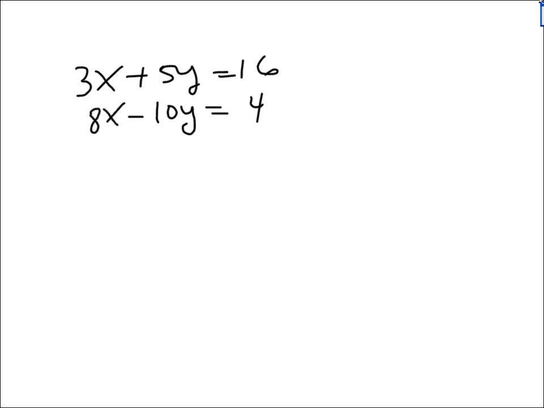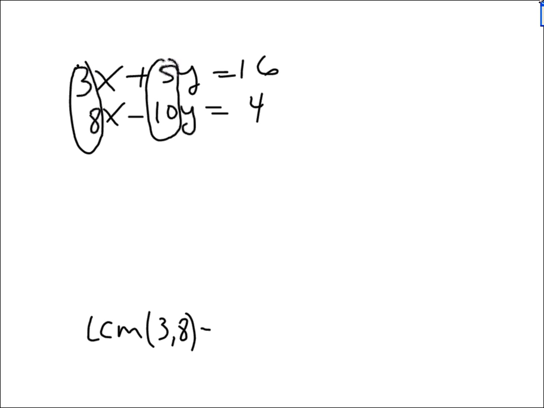Now, you need to ask yourself, which is easier to get to be the same numbers? Let me say more clearly. Is it easier to get the numbers in front of the x's to be the same, or the numbers in front of the y's to be the same? Now, the LCM of 3 and 8 is neither 3 nor 8. It's 24. That is, you would have to multiply the first equation by 8 and the second equation by 3.